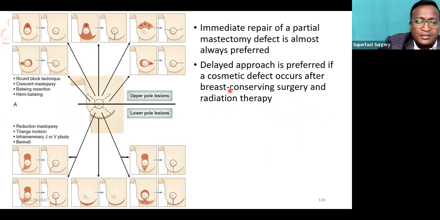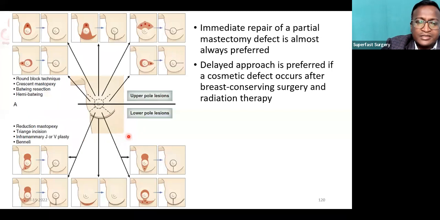Now, for the kind of incision or reconstruction: the breast conservation surgery should appear aesthetic, and the cosmetic outcome should be good with better oncological control. We cannot compromise the oncological outcome in search of a good aesthetic outcome. For upper pole lesions, we have several techniques: batwing, hemibatwing, crescent mastopexy, round block technique. For lower pole lesions, we have reduction mammoplasty, triangle incision, Benelli incision, inframammary J plasty, B plasty.